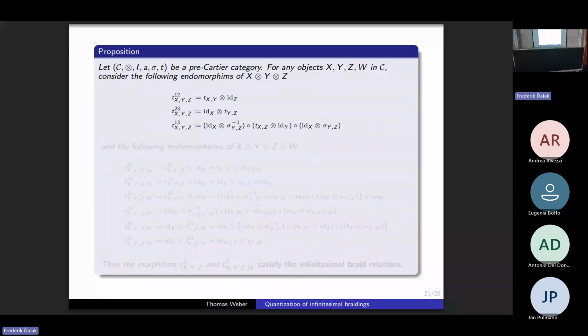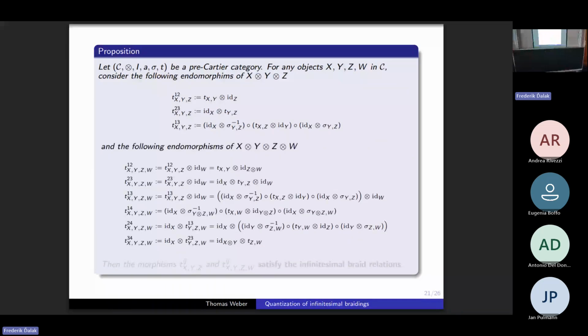And okay, so also this slide is a bit unreadable. The only thing you should read is the last sentence. So this is just to tell you, okay, we have all of these T's. Maybe we should have called them A. The thing is that they are isomorphisms in our category, and they satisfy infinitesimal braid relations. So we have found them as an input. Take any pre-Cartesian category. We solve the infinitesimal braid relations using these guys here. Wonderful. So what we will now try is use the Drinfeld associator to create something out of these guys.